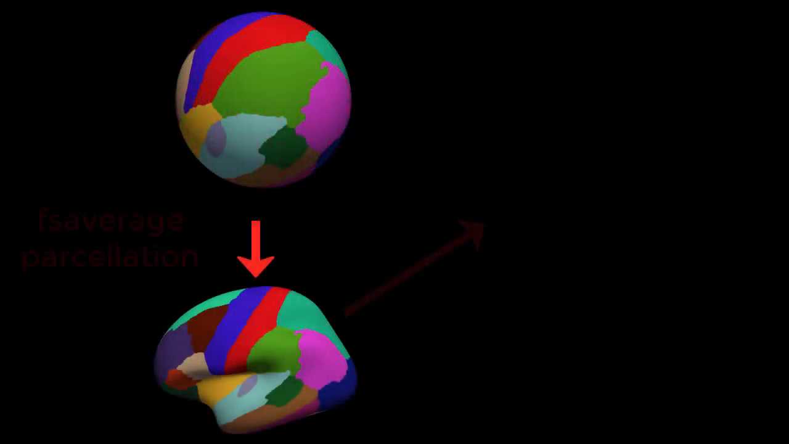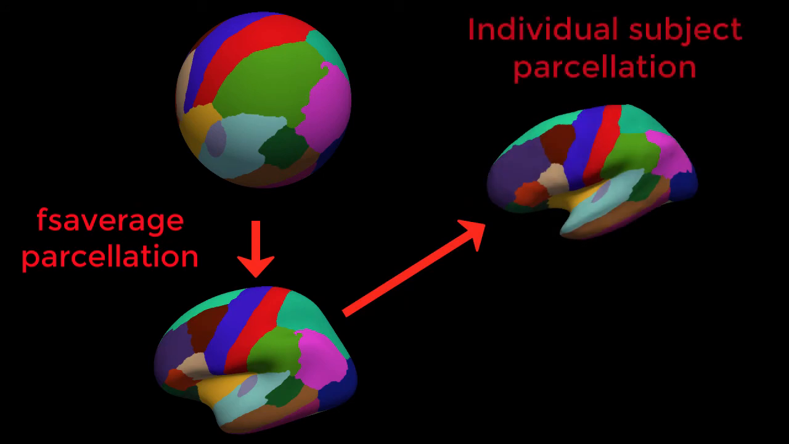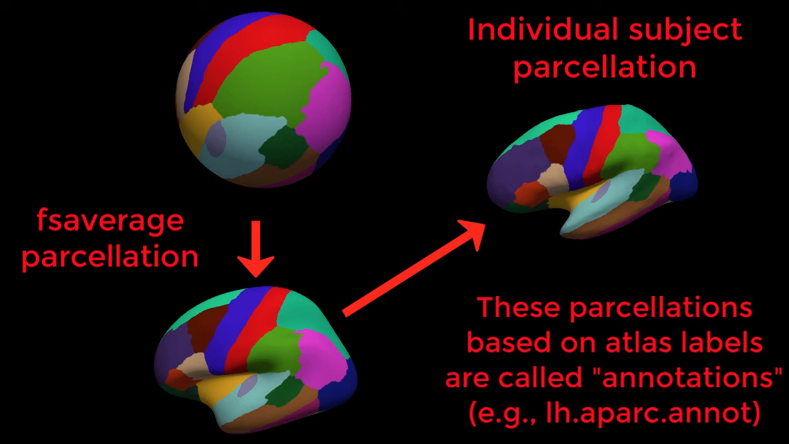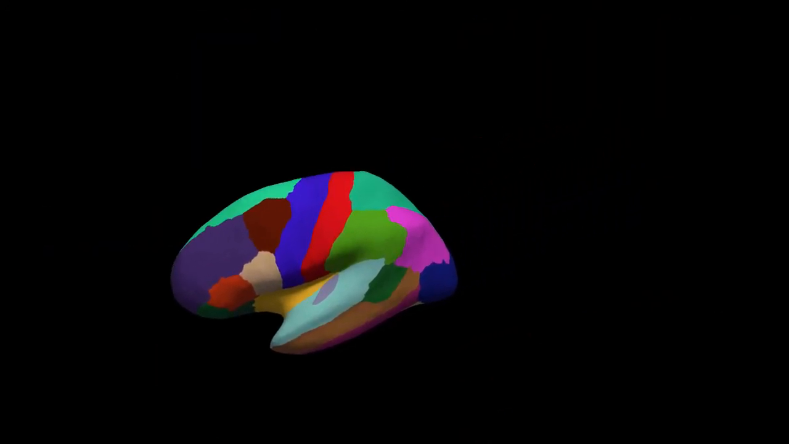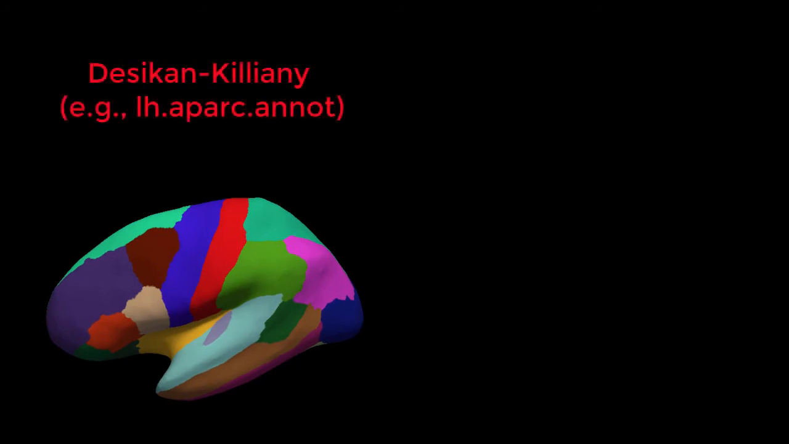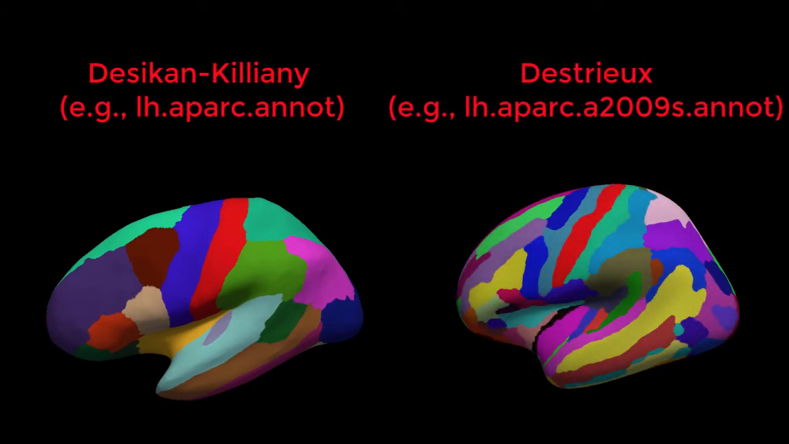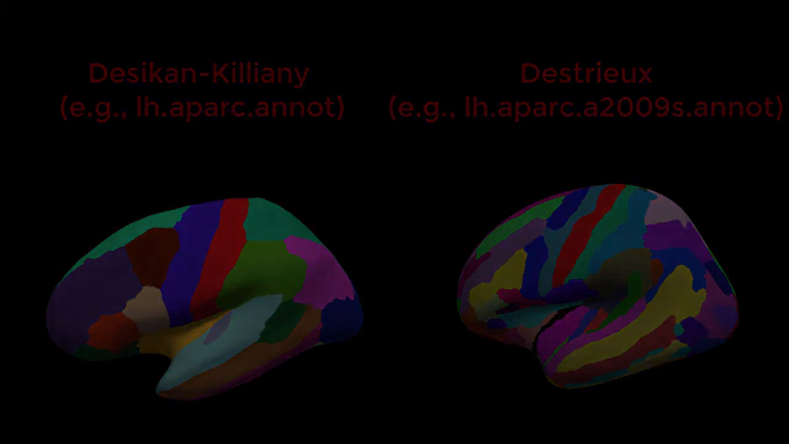The cortical parcellations of the template are then mapped back onto the individual subject and adjusted for small variations in the individual's anatomy. These parcellations are taken from two atlases that come with FreeSurfer, the Desikan-Killiany atlas and the Destrieux atlas. Statistics can then be calculated from the atlas parcellations.